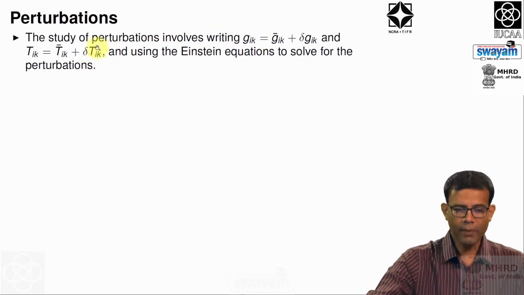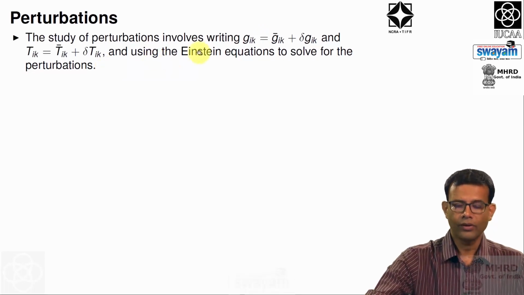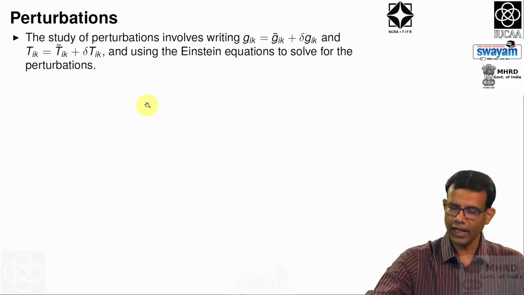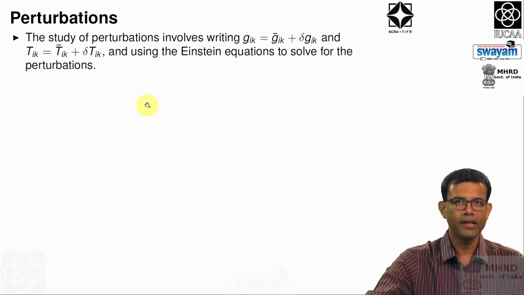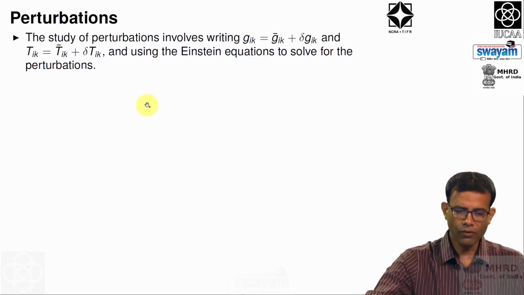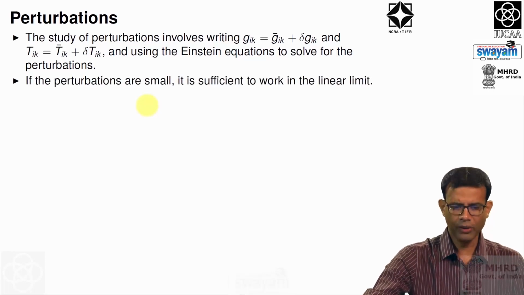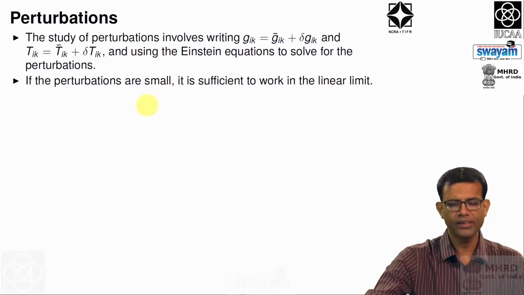Now, once you write the metric like this, what you can do is you can then solve the Einstein's equation and get the solution for the perturbations. This is the broad idea, but as I said earlier, doing this is not easy. There are many subtleties involved in terms of coordinate transformation and so on, and we will not try to go into all those. If the perturbations are small, let me repeat again, it is sufficient to work just in the linear limit.